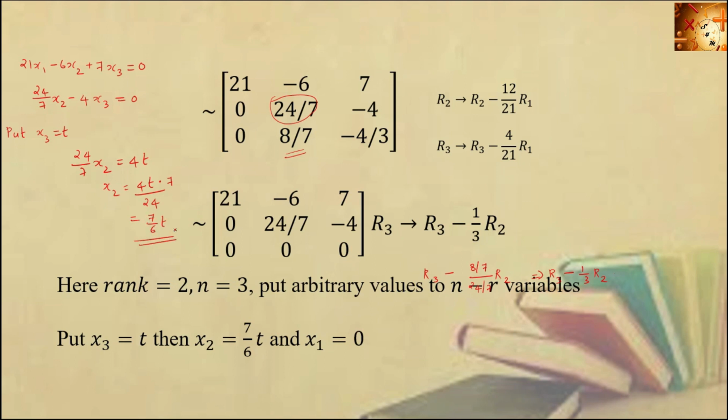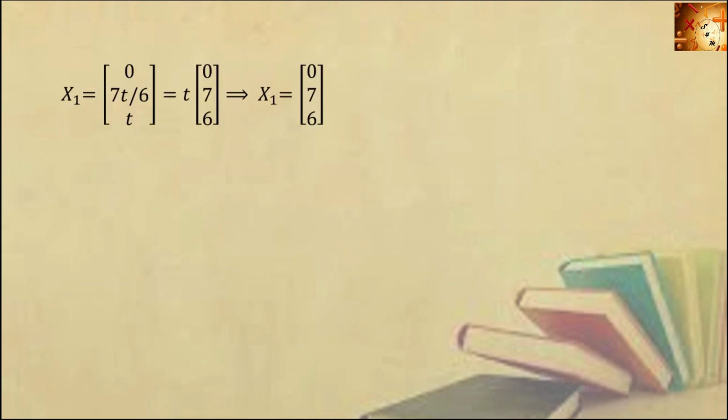So x2 equal to 7 by 6 t. Putting these values in the first equation, we have x1 equal to 0. So this is the eigenvector corresponding to lambda equal to 2, that is [0, 7t/6, t]. Here this is a fractional value, so taking t outside, that is [0, 7, 6]. Therefore the first eigenvector is [0, 7, 6].